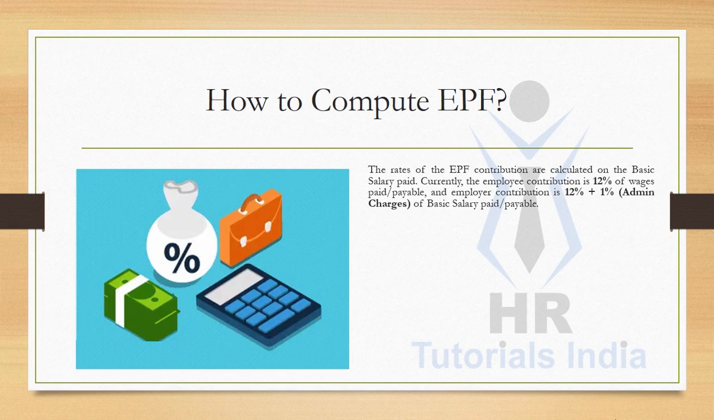Currently, the employee contribution is 12% of the wages paid or payable, and the employer contribution is 12% plus 1% admin charges of the basic salary paid or payable, which we have seen just now. Illustration. Let us discuss with an example.